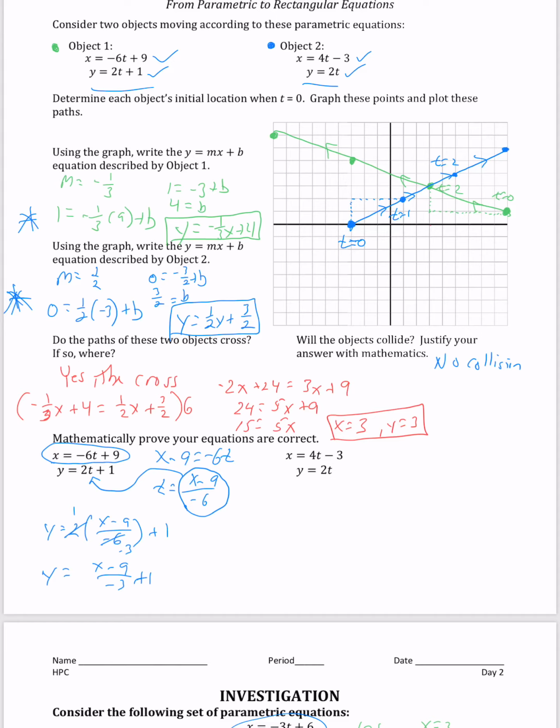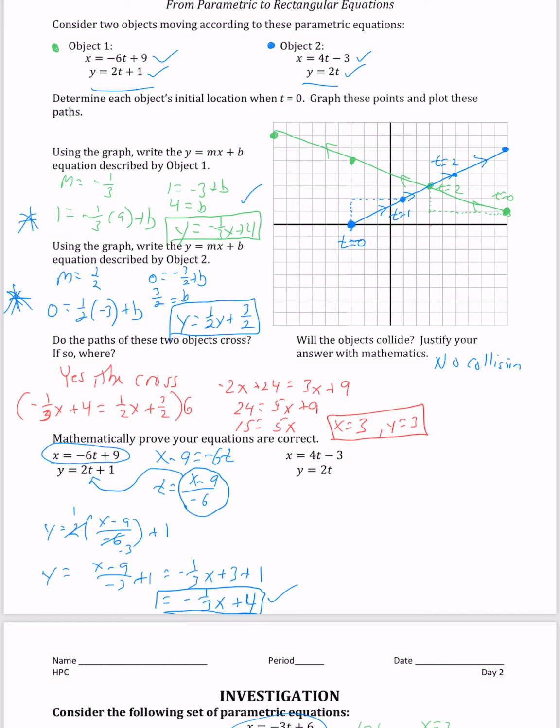The numerator can be split over the -3. So x over -3 is the same thing as -1/3 x, and then -9 divided by -3 is plus 3, and don't forget the plus 1, which does simplify to -1/3 x plus 4. This is exactly what we got up here. So those things are the same. And then you'll find that doing the x and the y for the second one is exactly the same idea.